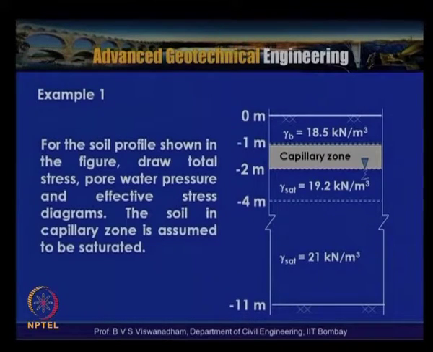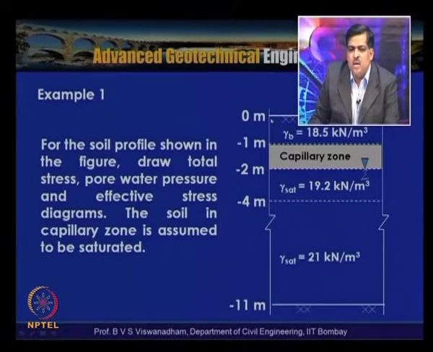So let us look into some examples. In this example 1, for the soil profile shown in the figure, we need to draw the total stress, pore water pressure and effective stress diagrams, and the soil in the capillary zone is assumed to be saturated. Here the soil profile is shown, and this is at elevation 0 meters, that is, the ground surface.